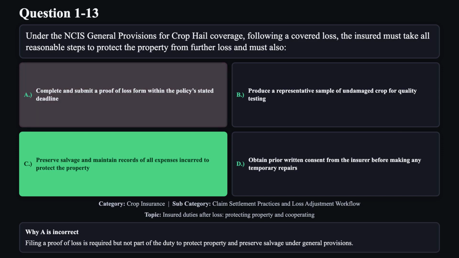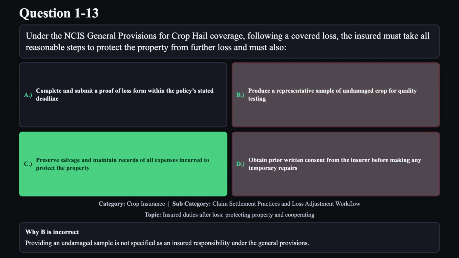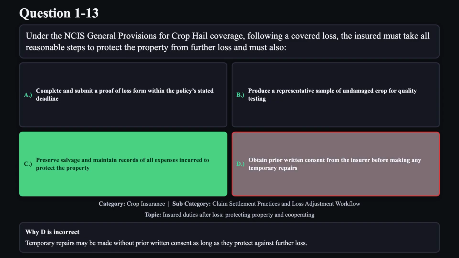Filing a proof of loss is required but not part of the duty to protect property and preserve salvage under general provisions. Reason B is not correct. Providing an undamaged sample is not specified as an insured responsibility under the general provisions. Reason D is not correct. Temporary repairs may be made without prior written consent as long as they protect against further loss.